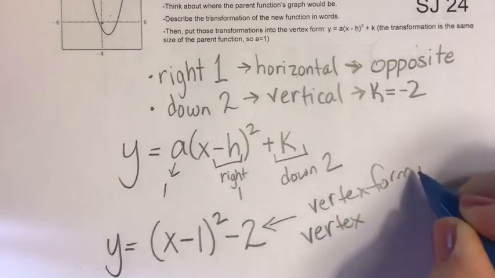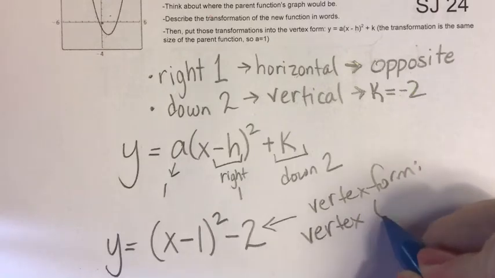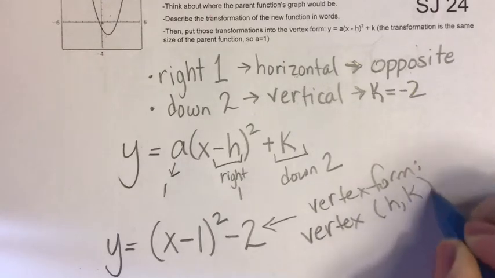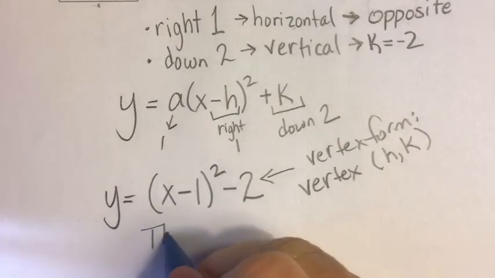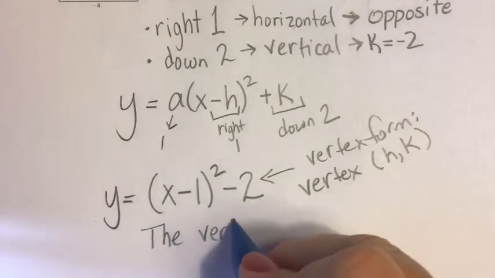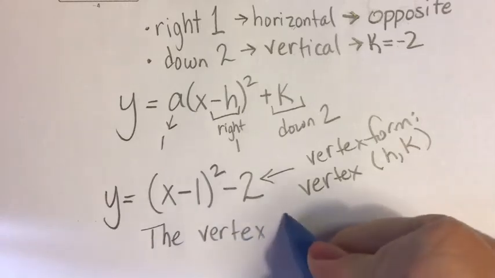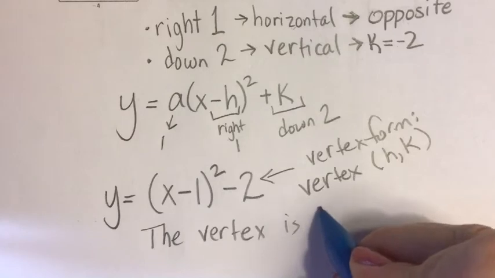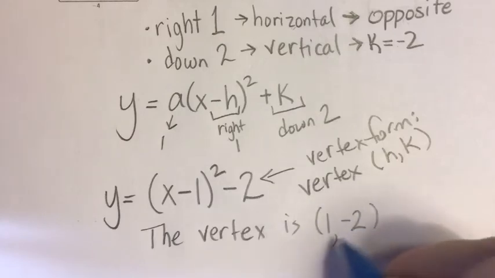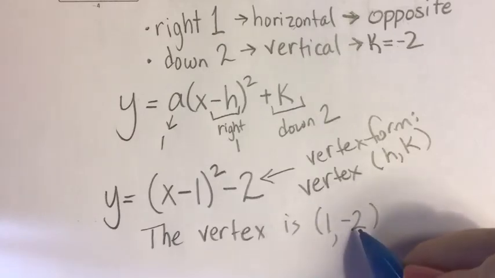In vertex form, the vertex is (h, k). So when I look at this problem, the vertex is (1, -2). Right 1, down 2.